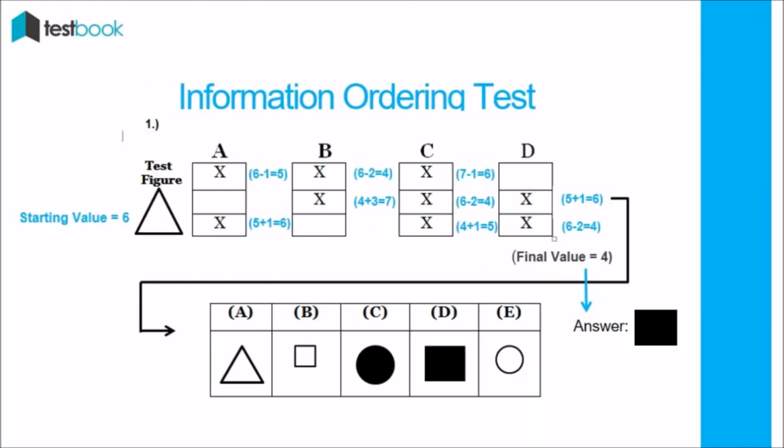Here we have solved the operations for you, so it will be easier to follow. The starting value of the test figure is 6. After you put it through the operations on levels where there is an X, the eventual answer that you end up with is 4. Remember that you only go through the operations where the level has an X. The final value 4 represents the dark square in table number 2. This dark square is among the options, option number D. That is why option number D will be your answer.